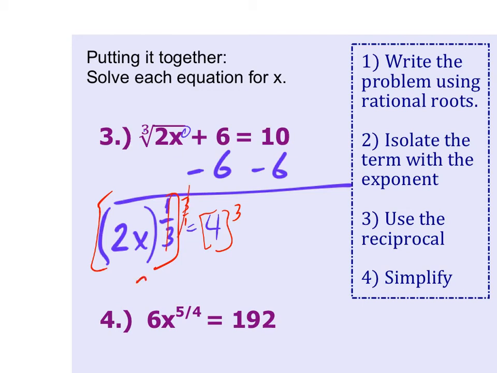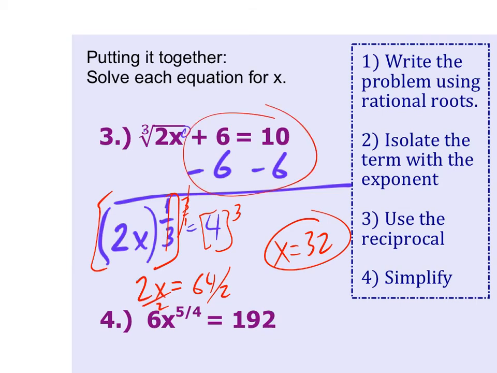And now I have 2x equals 4 to the 3rd. 4 times 4 is 16, times 4 is 64, and I can just divide by 2. So x equals 32 in this case. And again, that started with both isolating and rewriting this as a rational root. And so I could know that I needed to multiply by 3/1 or just the cube on both sides.